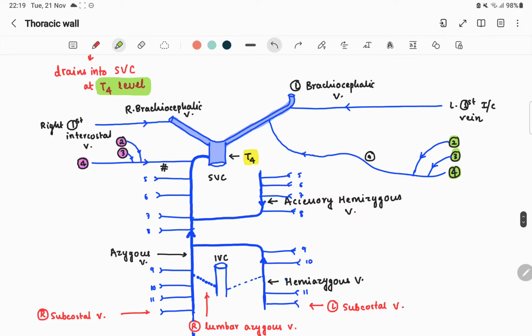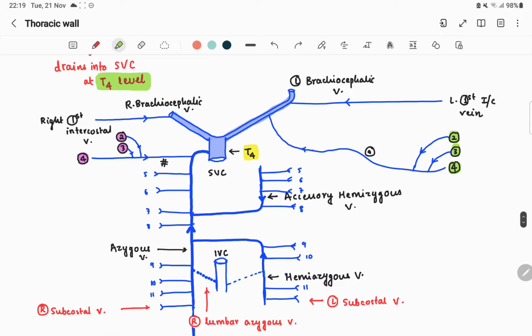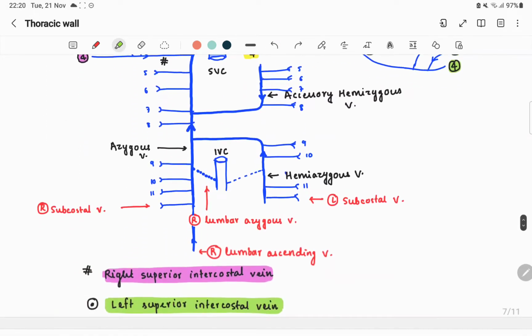Then we have this arrangement from the fifth intercostal space, 6, 7, and 8: the right fifth intercostal vein, right sixth intercostal vein, and so on, which are draining directly into your azygos vein. Let's come to the left side. On the left side, the second and third left intercostal veins drain into the fourth, and the fourth drains into your left brachiocephalic vein.